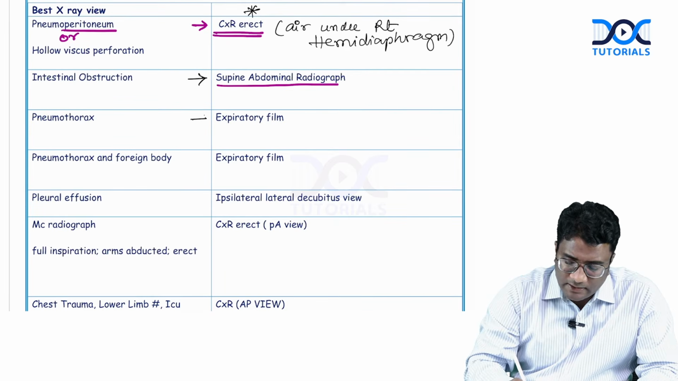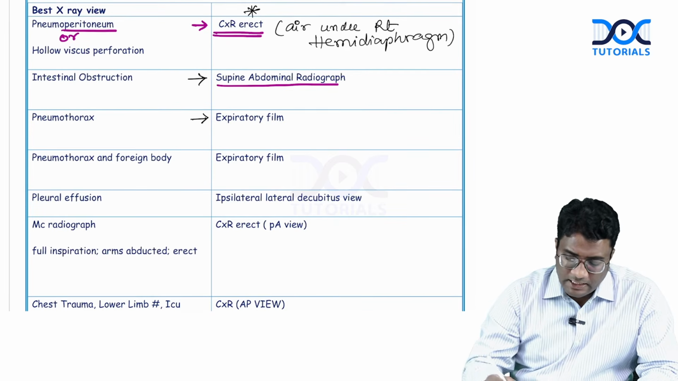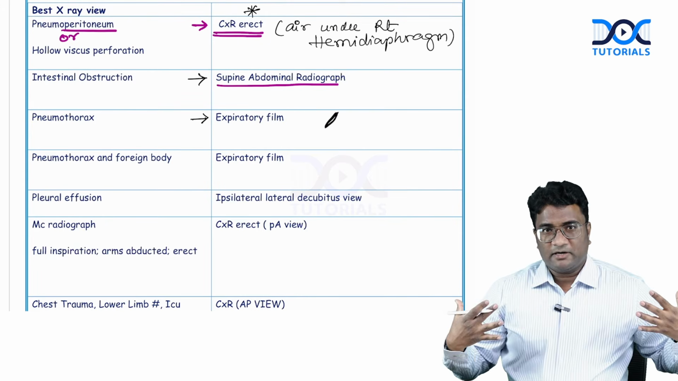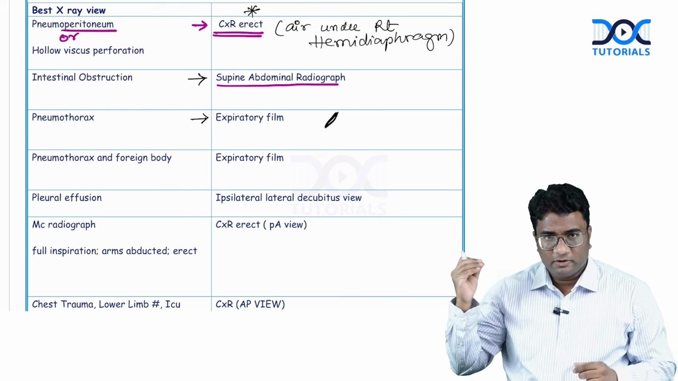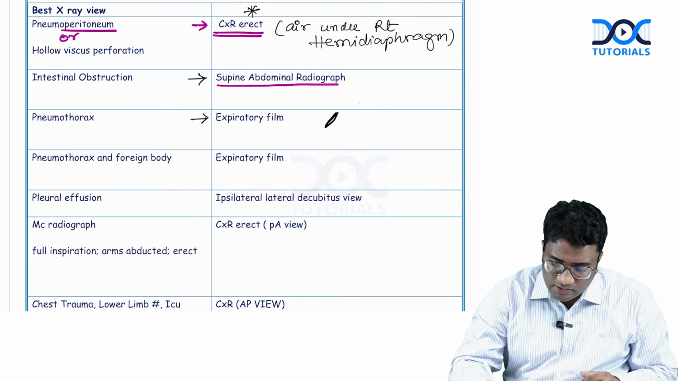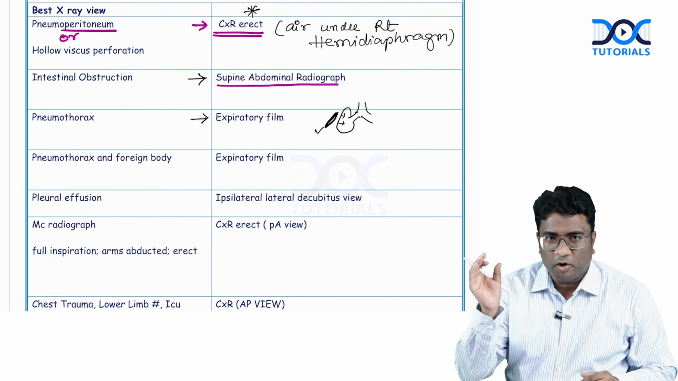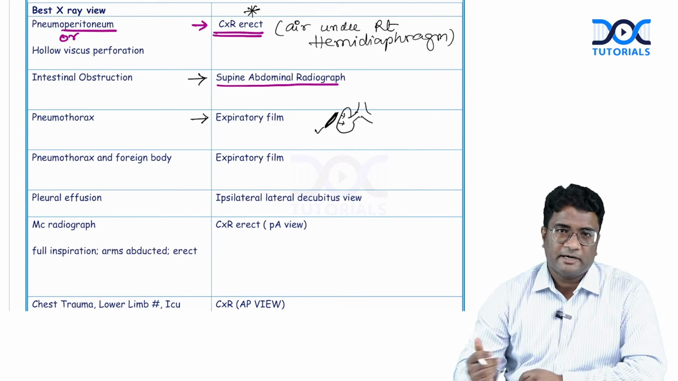Pneumothorax is better seen on an expiratory film. Imagine there is a small pneumothorax. If it is an inspiratory film, the lungs are big, and the pneumothorax will be hidden. But if the lungs are small, if there is expiration happening, the pneumothorax will stand out. So to look at a small pneumothorax, an expiratory film is a better film.